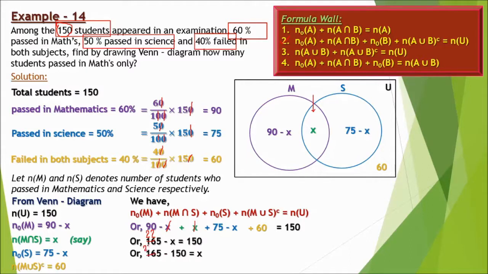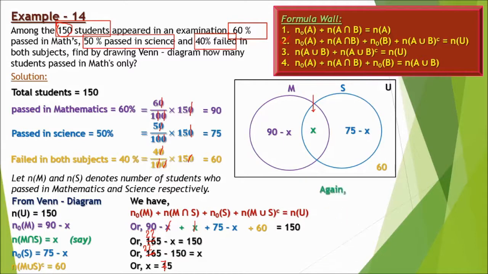And next is 225 minus 150, that is 75. It's not cancellation, it's a mistake I wrote. 225 minus 150 will be 75. It's not 15, it's 75. So we have to find maths only.